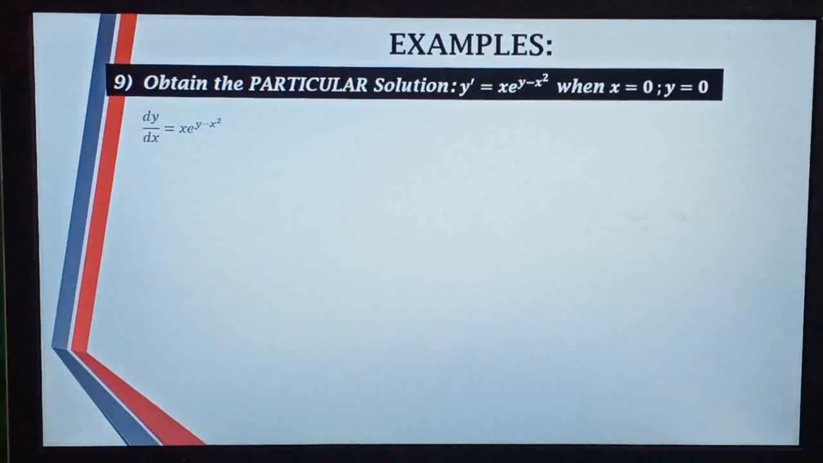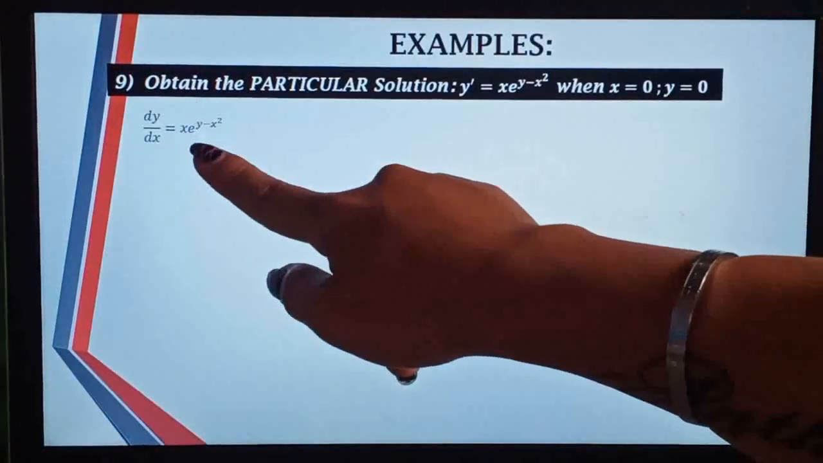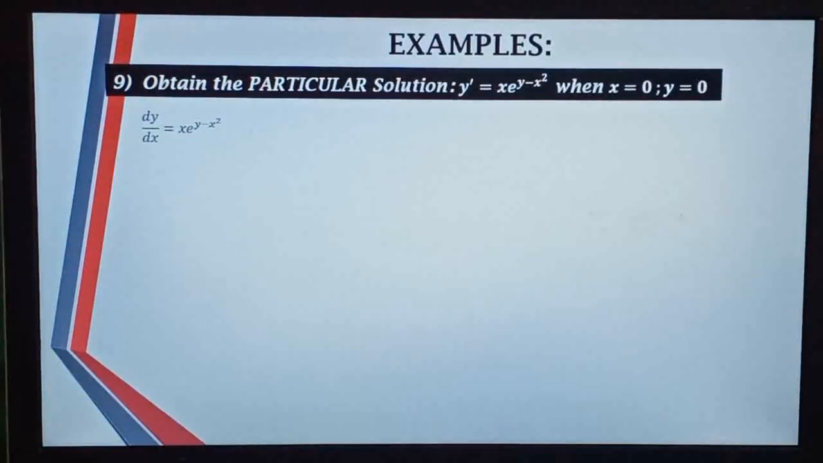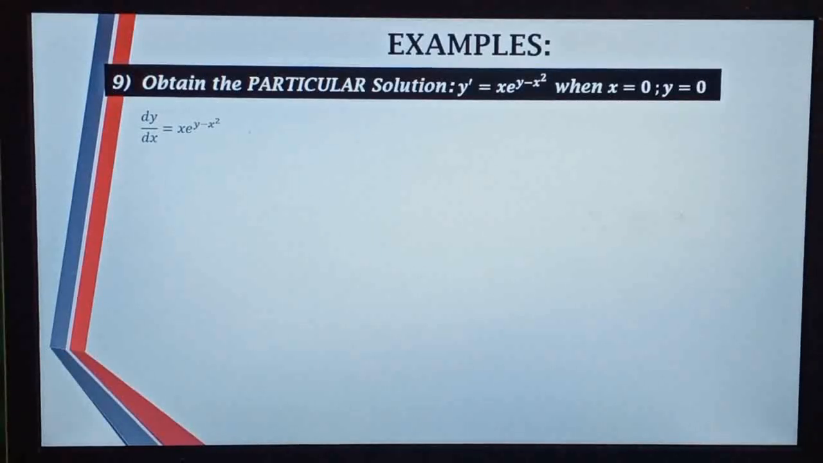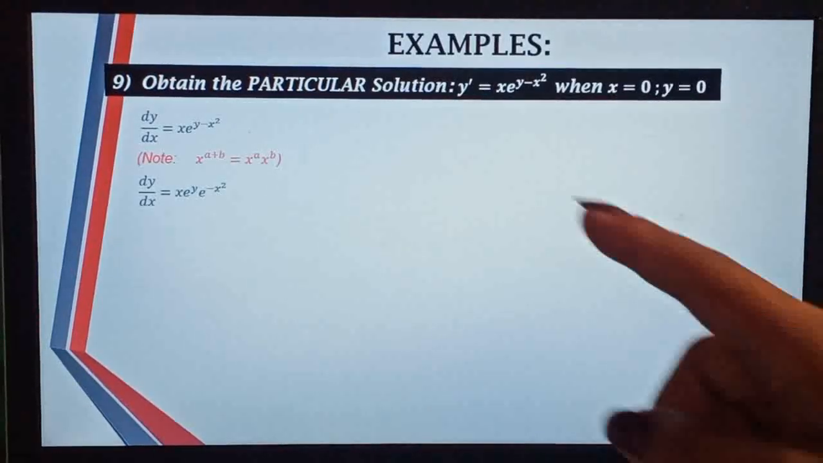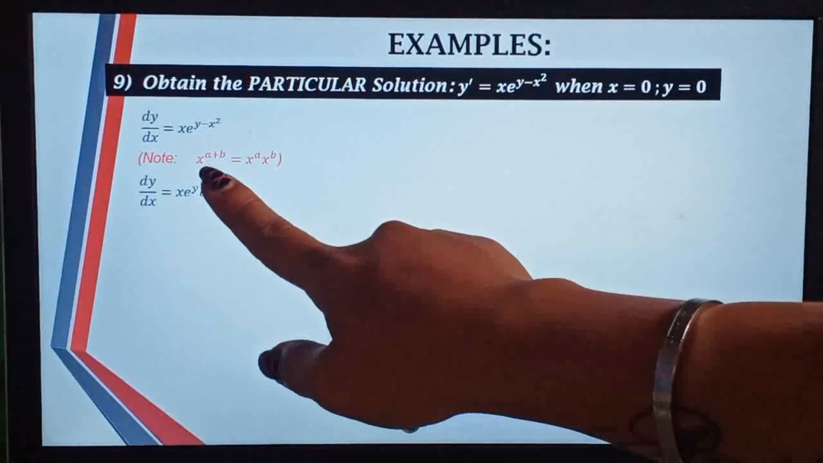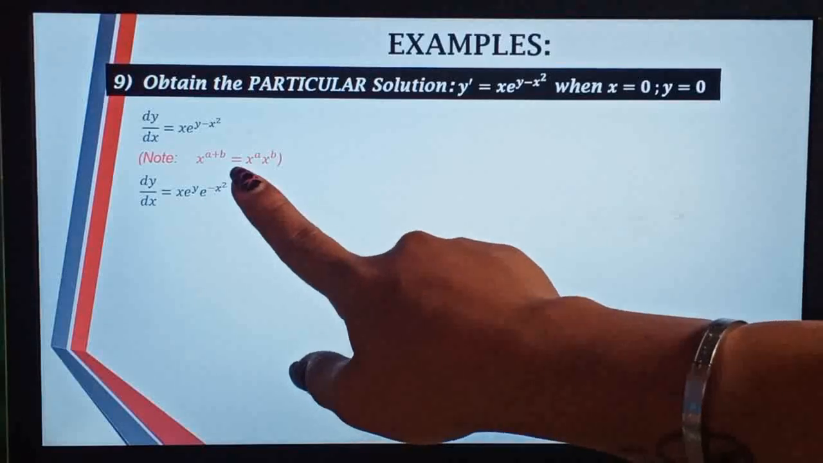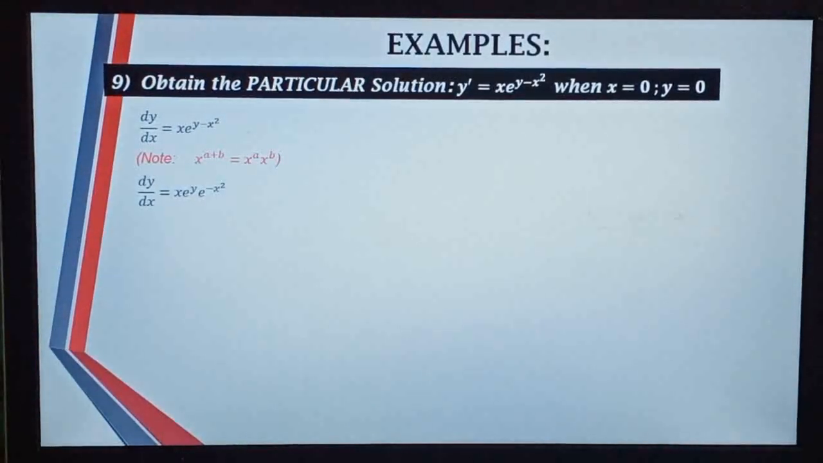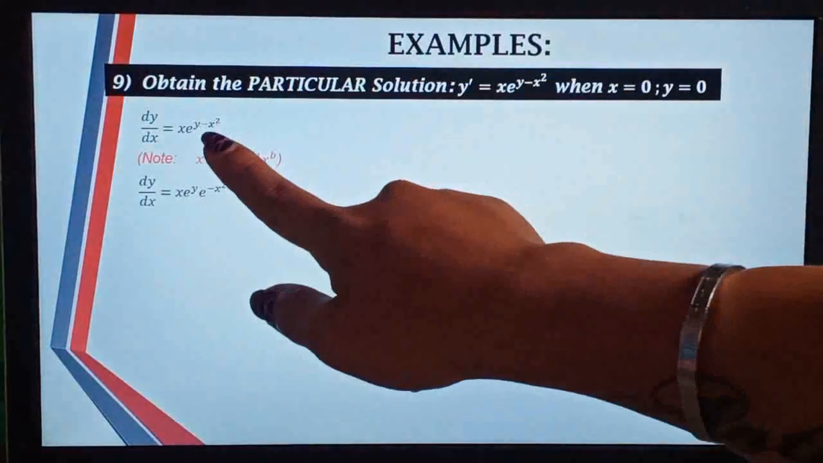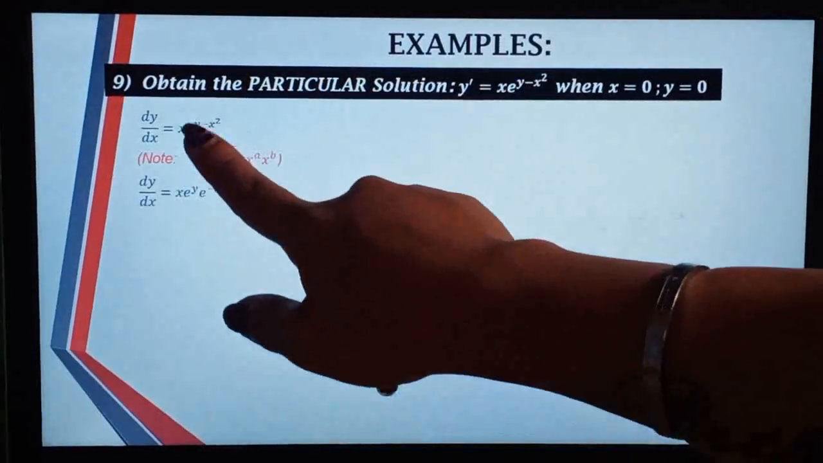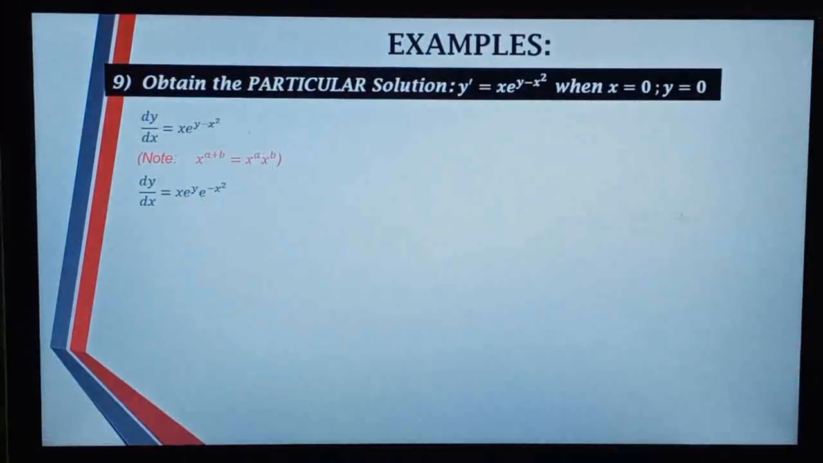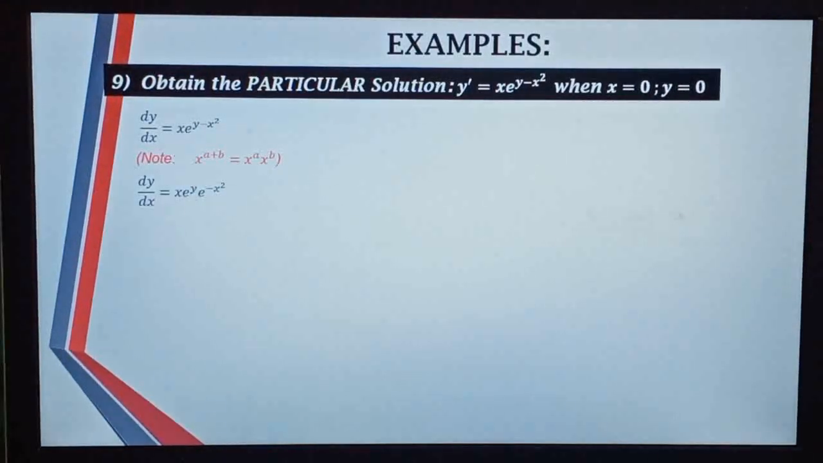Tapos, this term, if you will notice, si e naka-raise kay y and x. So, kailangan mapaghiwalay muna natin yung exponent ni e. Kasi hindi natin siya basta-basta mapaghihiwalay si x and y kapag ganyan yung form. So, para mapaghiwalay natin yung exponent niya, knowing in the algebra, you have x raised to a plus b. That can be equivalent to x raised to a multiplied to x raised to b. So, i-apply natin siya dito. Ang mangyayari, you will have e raised to y multiplied to e raised to negative x squared. Paghihiwalayin lang natin yung exponent.